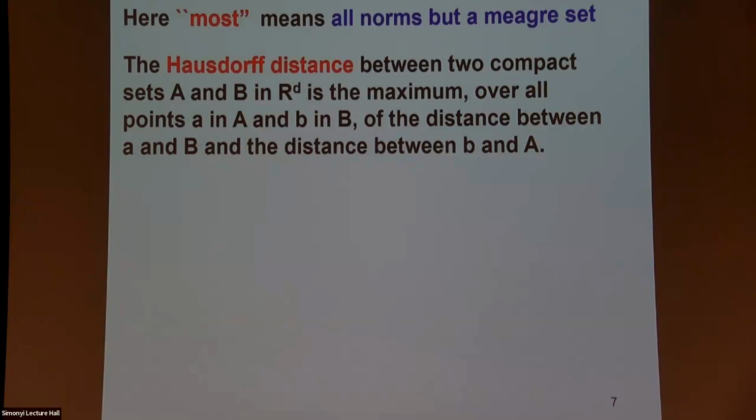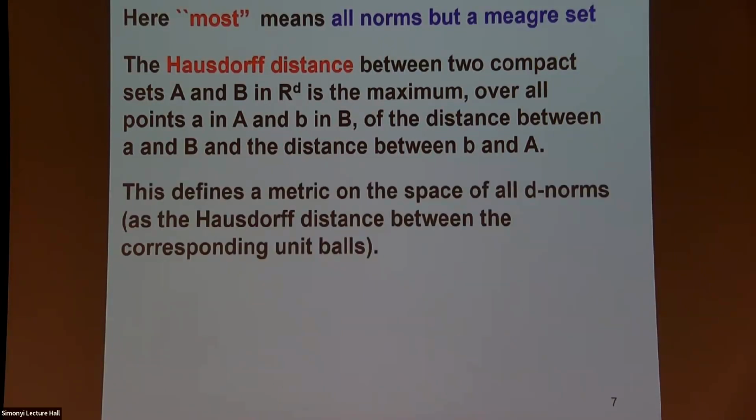Let me say what a meager set is. We define the Hausdorff distance between two compact sets A and B in R^d. This is just the maximum distance between a point of A and the set B, and a point of B and the set A. So two sets are close in the Hausdorff distance if and only if every point of one is close to some point of the other, and vice versa. So this is a distance. It makes the set of all the possible unit balls a metric space, and therefore there is a natural topology defined on it.